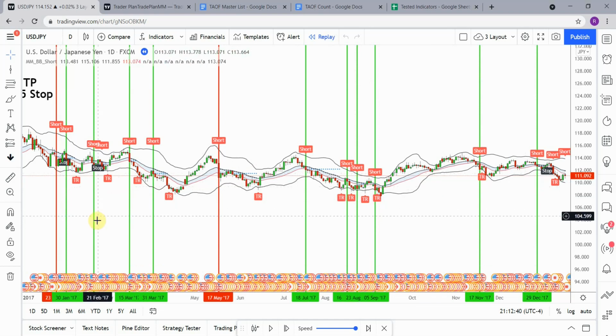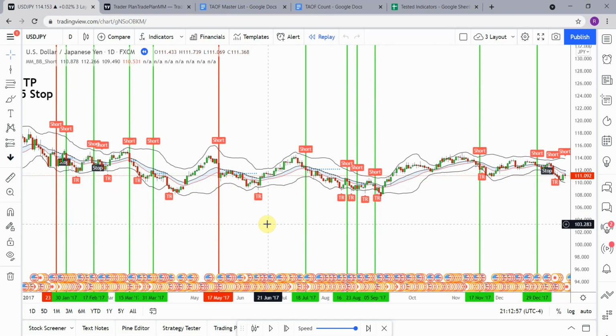And we have 1, 2, 3, 4, 5, 6, 7, 8, 9, and 10. 10 winning trades. So that is a very decent number. That definitely meets the 60% criteria. This indicator did really well.